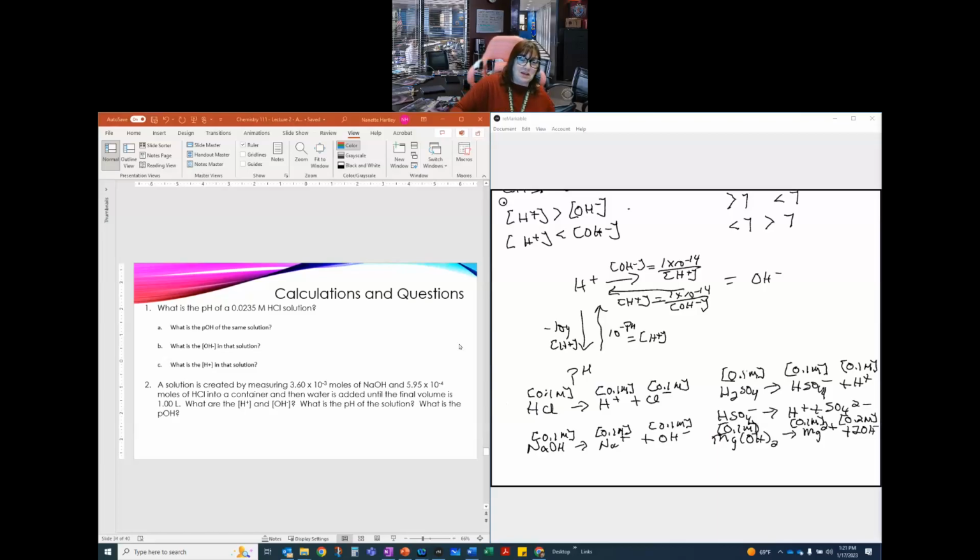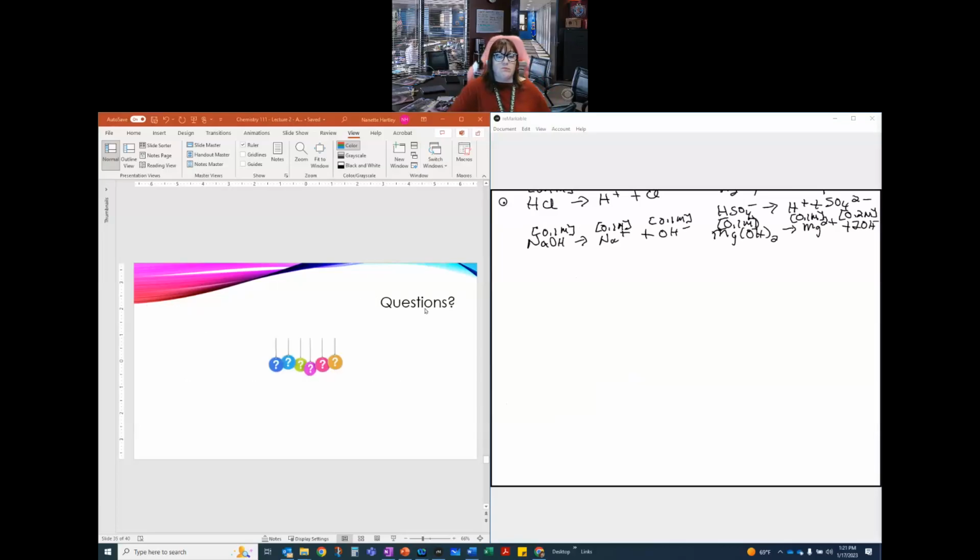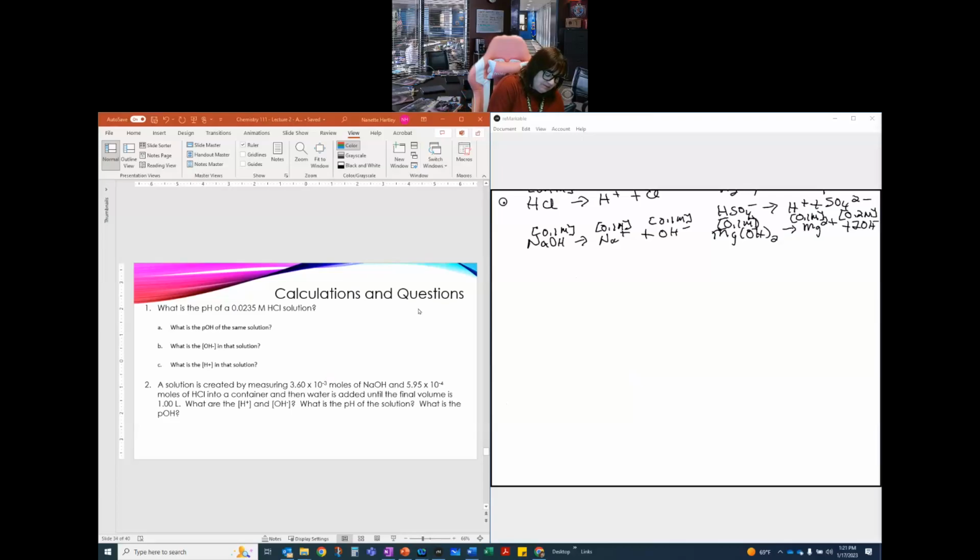Calculations and questions. Let's do some calculations and questions. We'll do one set of this. I think that's the only one we're going to do. Yep. So, what is the pH of a 0.0235 molar HCl? So HCl, strong acid. So if it's a 0.0235 molar HCl, it's a 0.0235 molar H plus. I take the negative log of that to determine the pH.